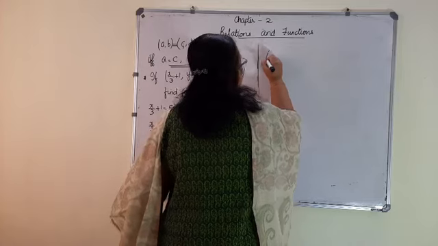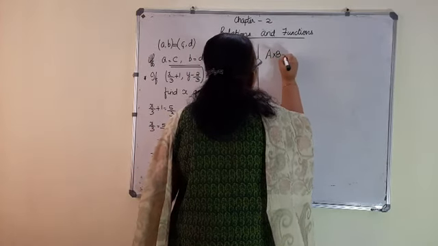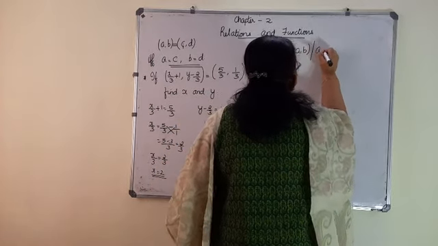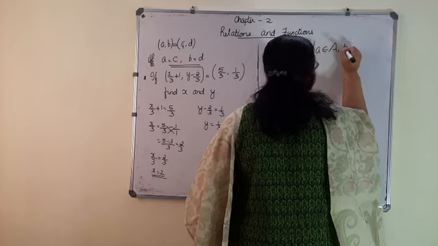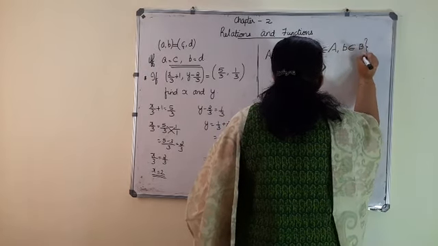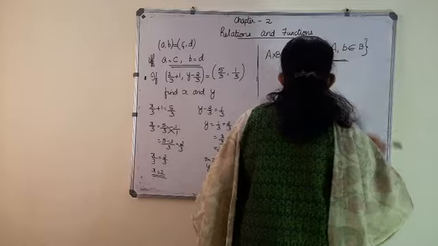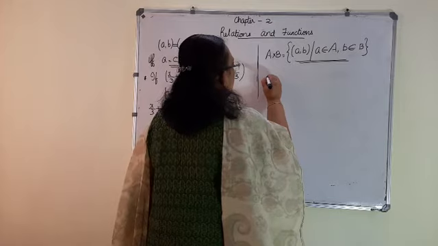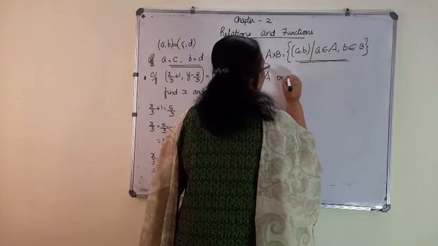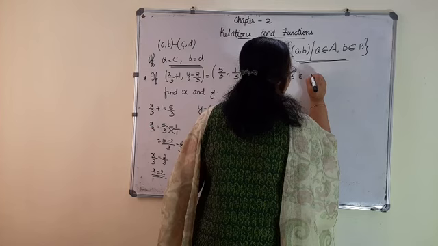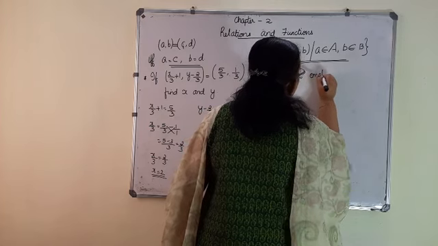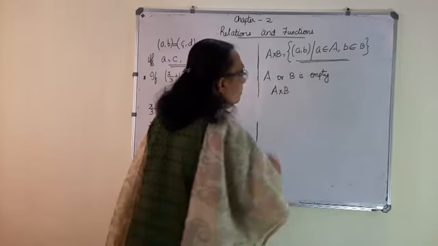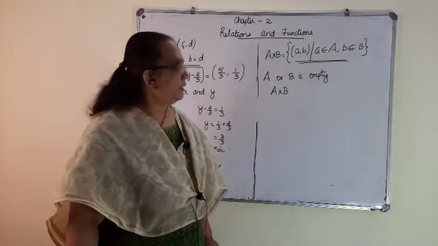So, in general, we can say A cross B is equal to the set of ordered pairs (a, b) such that a belongs to A and b belongs to B. a belongs to A, the first set, and b belongs to the second set B. If A or B is empty, then A cross B is also an empty set.